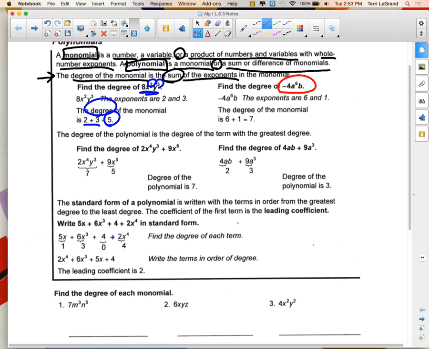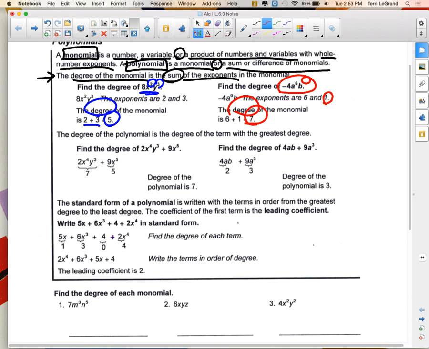Yeah, so I was wondering where that 1 came from. Well, it's right here, invisible on that B, isn't it? They don't write the exponent of 1. Whenever something isn't shown to an exponent, it's not 0, it's 1. So 6 plus 1, this monomial has a degree of 7, okay? So that's how we find the degrees of monomials.